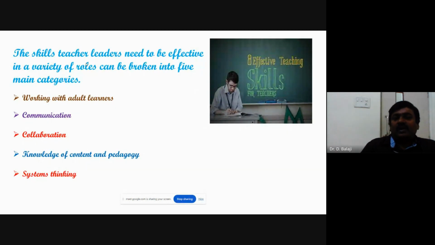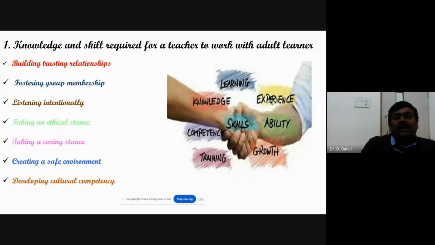And the knowledge of content and pedagogy. He should have command over the content of what he is teaching to the students. And systems thinking with regard to the systems of the school and the organization in which he is working. He should have a clear-cut understanding of all these things. Now, what are the knowledge and skills required for a teacher to work with the adult learner?